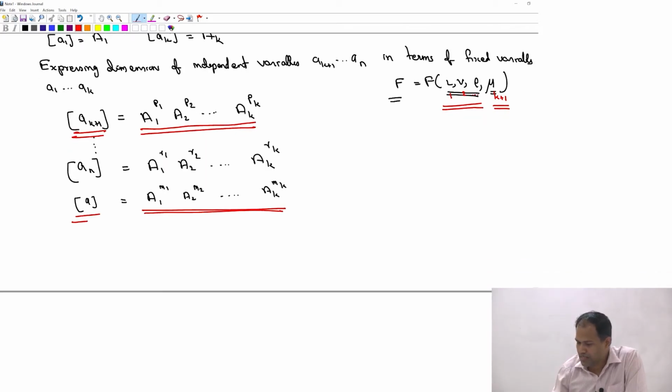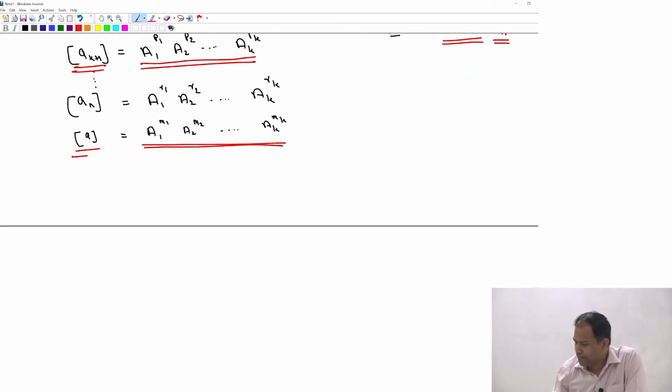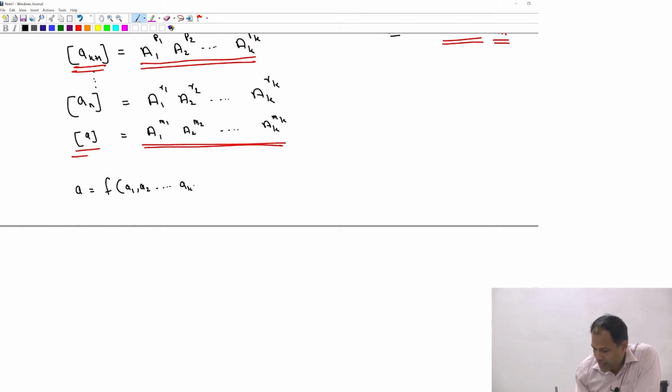If that's the case, then what is our form right now? A is f of a1, a2, etc. up to ak plus 1, etc. up to an. This is the functional form that we had chosen.